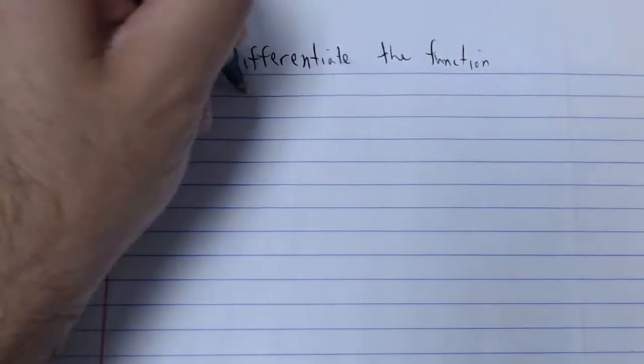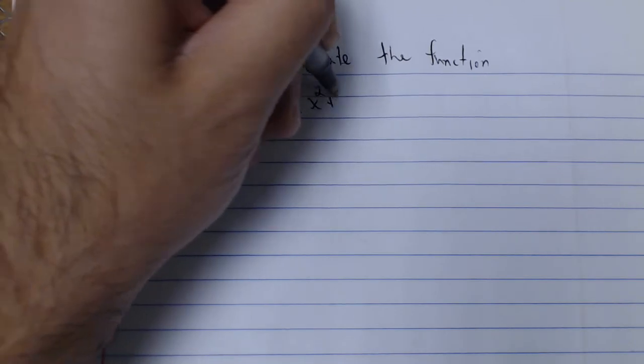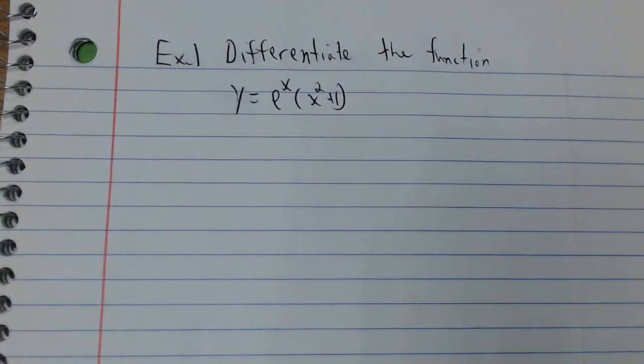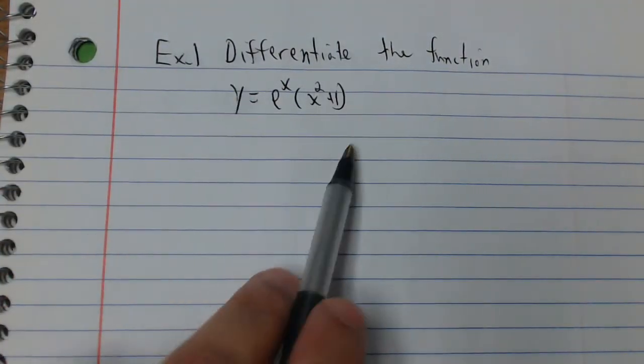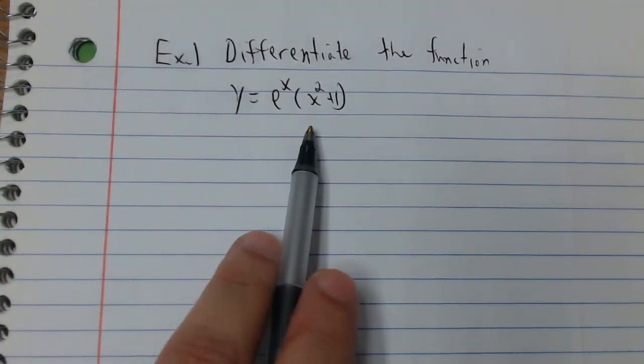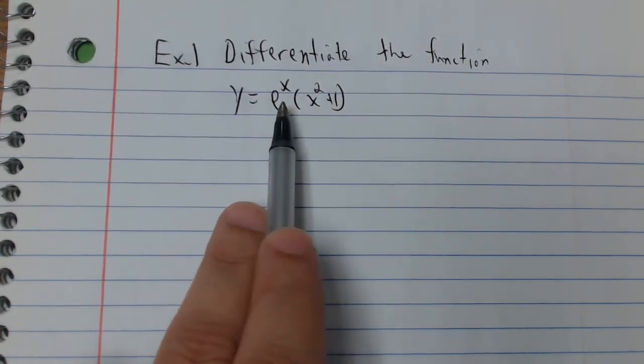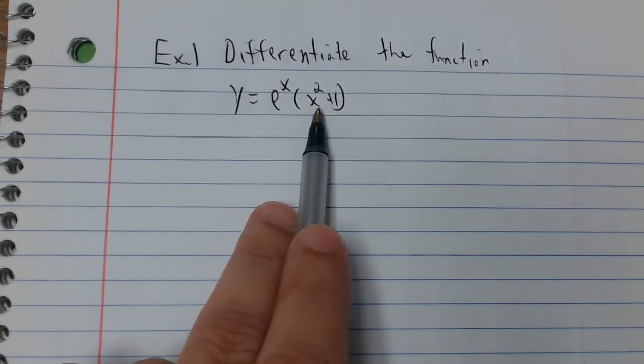And we want to differentiate the function y equals e to the x times x squared plus 1. So you can go ahead and pause this and try to solve this yourself first, find the derivative first, and then play it just to hear out the solution to this. But if you look at this, we're taking the product of 2 functions. The first function is e to the x times x squared plus 1.